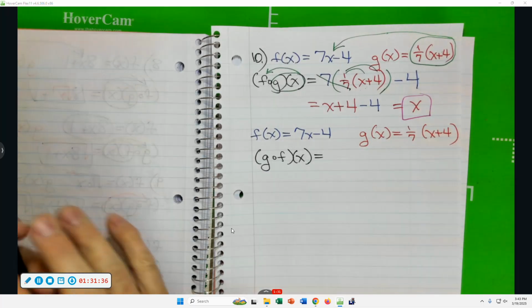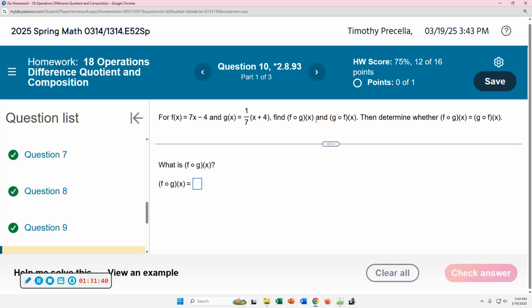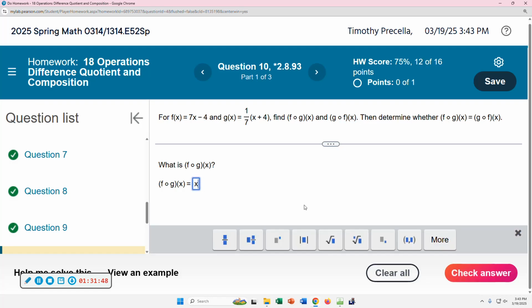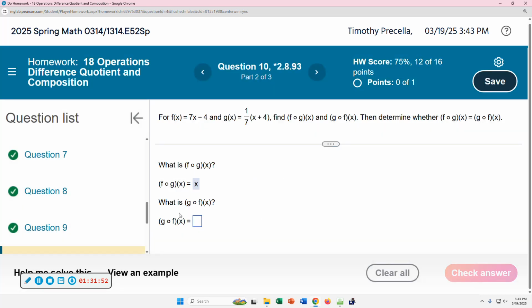Hey, wait just a second. The instructions tell us, find the f of g, then find the g of f. Type in that answer, by the way. What was it? Oh, yeah, x. I remember, everything canceled out except x. So now it's telling you to find the g of f.